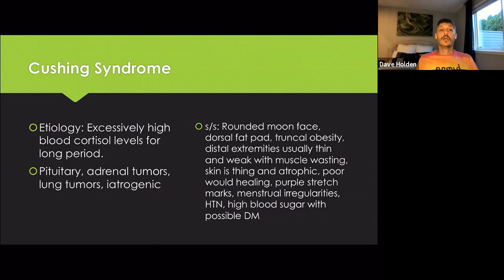All right. Cushing syndrome. The etiology of Cushing syndrome is excessively high blood cortisol levels for a long period of time. So let's take a moment real quick. Excessively high blood cortisol levels. I've been saying kind of breadcrumbs earlier. Cortisol in the short term reduces inflammation. Cortisol in the long term promotes inflammation, right?